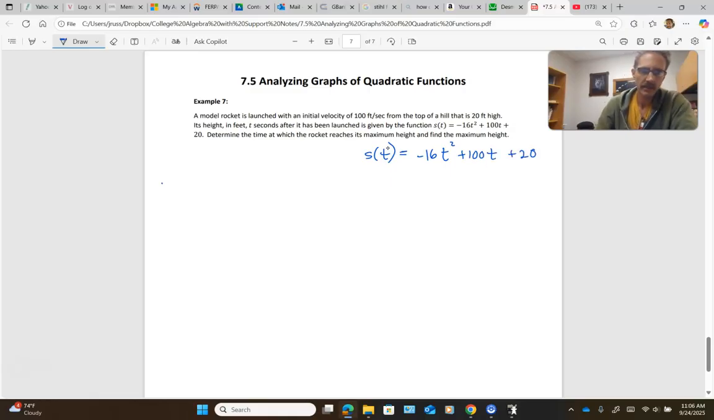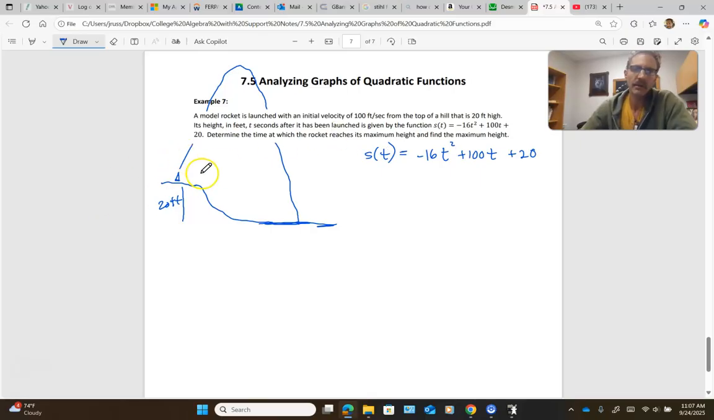Okay? And I'm actually going to draw a little visual here. Let's say this is where the rocket is, and it's launched from a height of 20 feet. This is regular ground level over here. So this rocket's going to take off. It's going to shoot way up, and then it's going to fall back down. It's going to hit the ground somewhere over here.